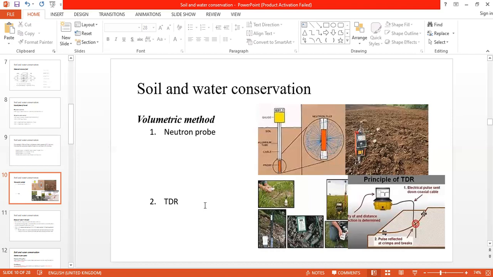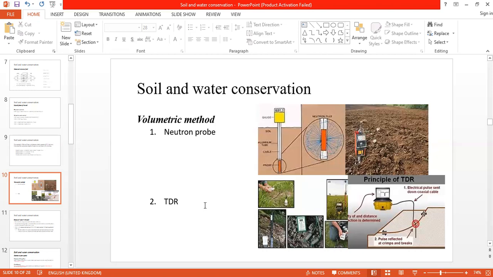So these are the two methods that you can use which are not destructive per se, because with the other ones, every time you go to the field you have to dig some soil, so you are destroying your field. But for these ones, you just put it once and then you forget about getting actual soil samples.